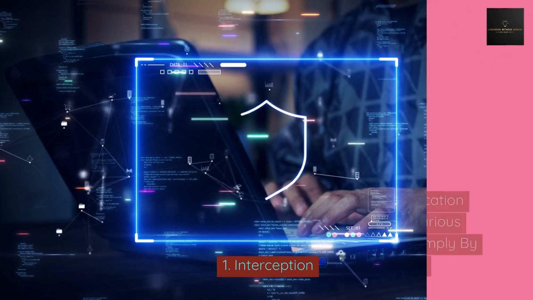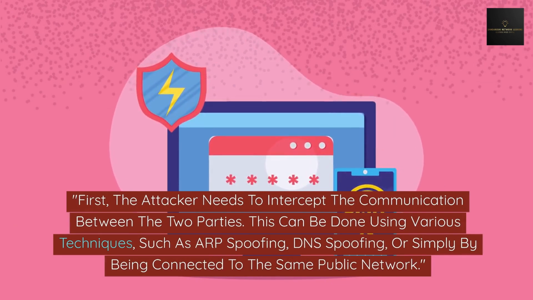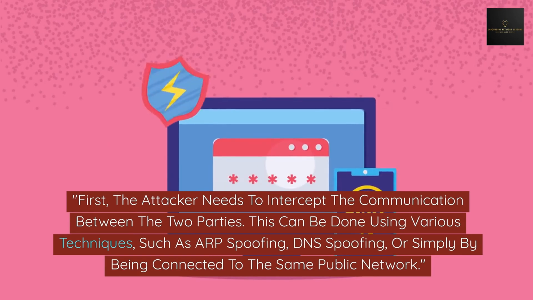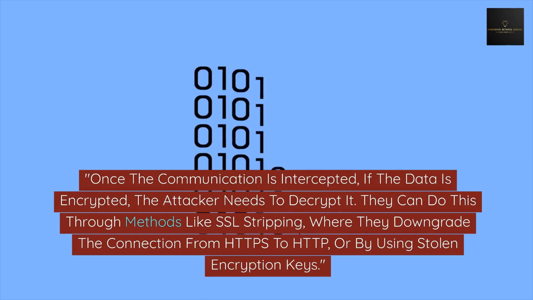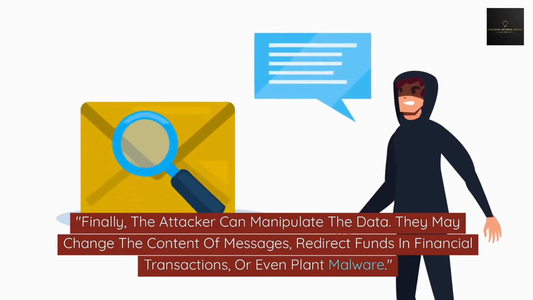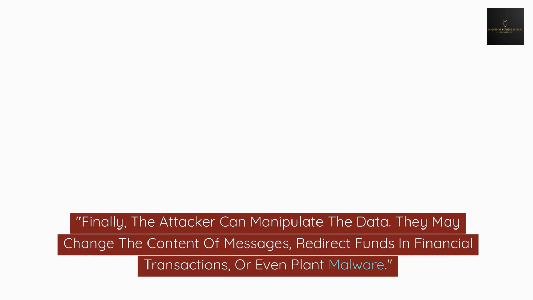1. Interception. First, the attacker needs to intercept the communication between the two parties. This can be done using various techniques, such as ARP spoofing, DNS spoofing, or simply by being connected to the same public network. 2. Decryption. Once the communication is intercepted, if the data is encrypted, the attacker needs to decrypt it. They can do this through methods like SSL stripping, where they downgrade the connection from HTTPS to HTTP, or by using stolen encryption keys. 3. Manipulation. Finally, the attacker can manipulate the data. They may change the content of messages, redirect funds in financial transactions, or even plant malware.